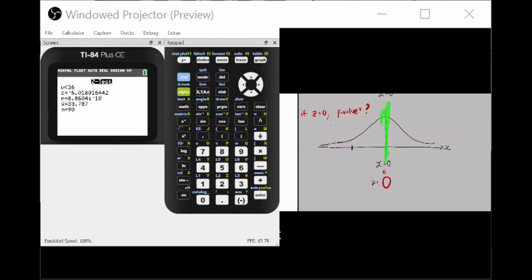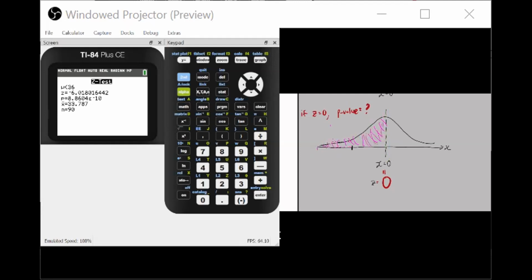Wait, my annotation suddenly disappeared. Oh, sorry. Like the whole thing. Yes, correct. So basically from here, left tail area all the way. Okay, make sense? That's how you interpret p-value.